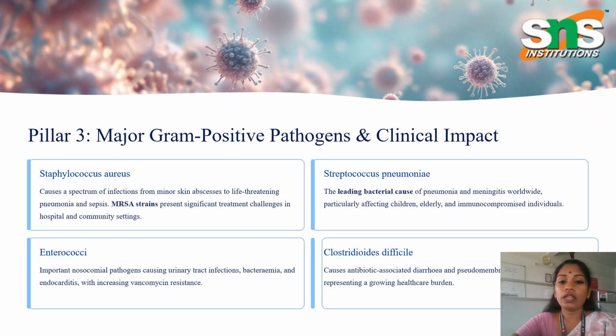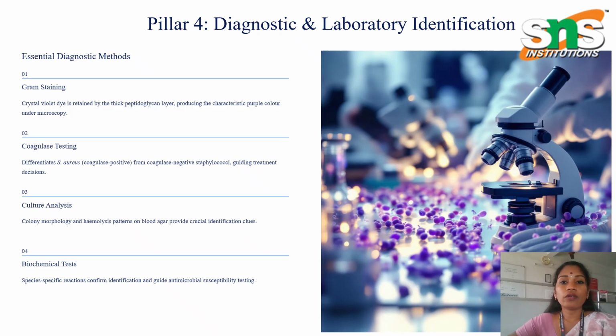And then Clostridium, known as Clostridium tetani and Clostridium difficile. It is a diarrhea-causing infection, with antibiotic-associated diarrhea being a healthcare burden, and we can identify it by way of gram staining methods. For diagnosis and laboratory identification, as I mentioned again, there is gram staining: the crystal violet dye is retained by the thick peptidoglycan layer, so we can see the bacteria as violet or purple color under the microscope.